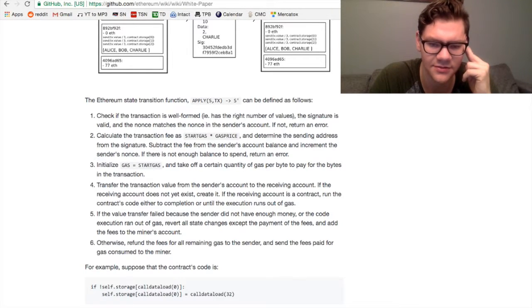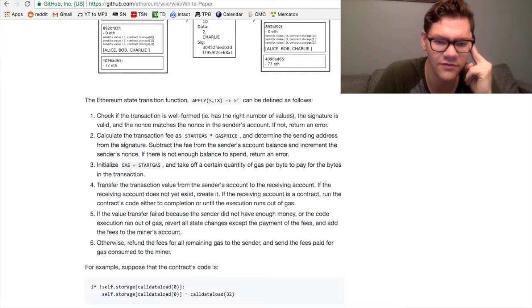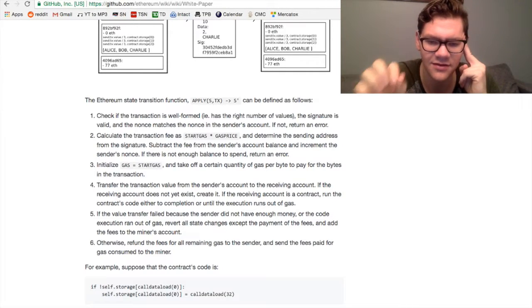5. If the value transfer failed because the sender did not have enough money, or the code execution ran out of gas, revert all state changes except the payment of the fees, and add the fees to the miner's account. 6. Otherwise, refund the fees for all remaining gas to the sender, and send the fees paid for gas consumed to the miner.